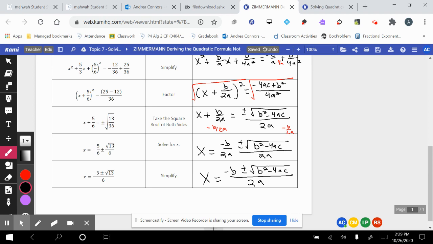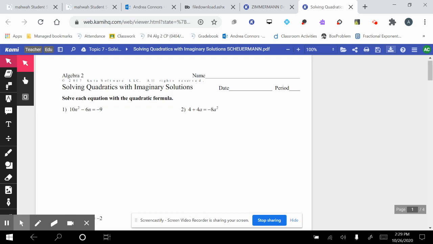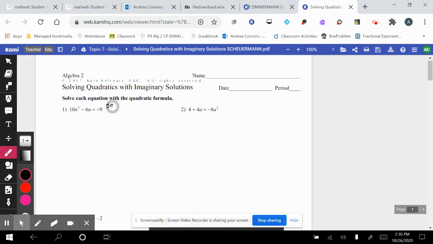We're going to do a couple of solving quadratics based on when you have imaginary solutions. So we're going to do the first one together, and you're going to do some on your own. First thing you're going to do is set equal to 0. So I'm going to add 9 to both sides. So I have 10n squared minus 6n plus 9 is equal to 0.